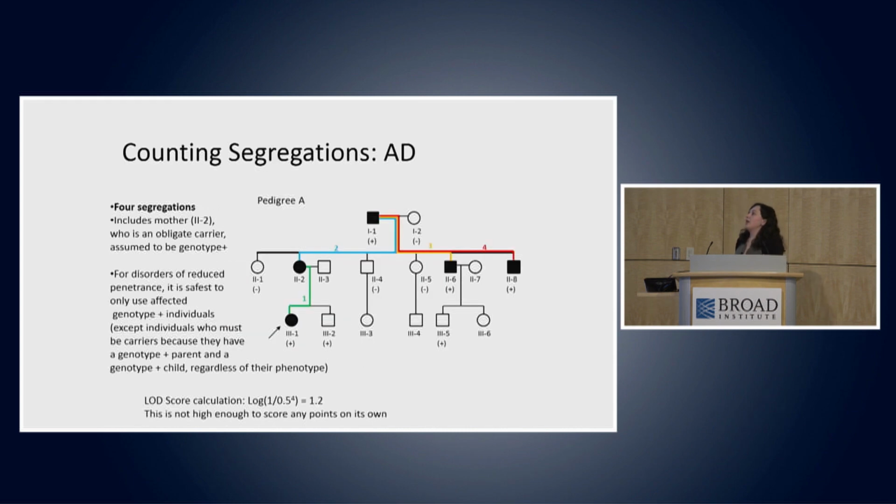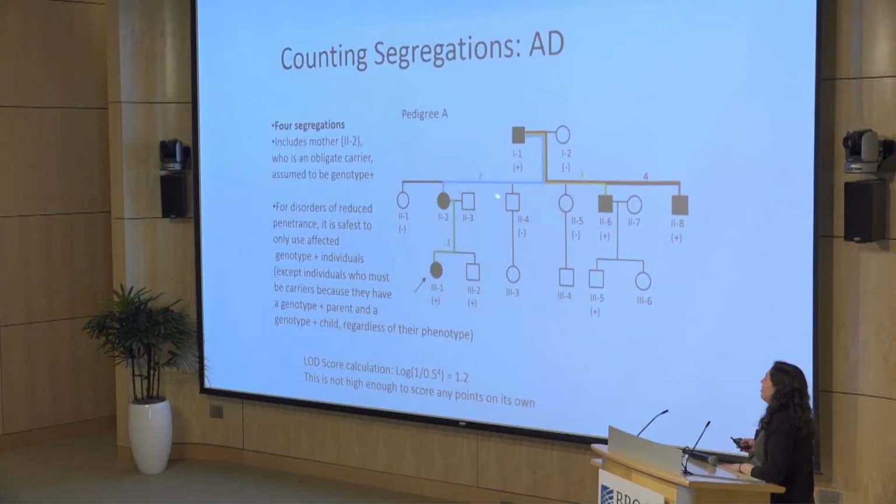So this is just an example of counting segregations, and this is also in the standard operating procedure, so you can refer to it at any time. But you can see the different colored lines counting towards all of the 4 segregations. This is actually including the mother here, who's an obligate carrier, who we're assuming is genotype positive because there are 2 genotype positive affected individuals on either side of her, so we can count her too.